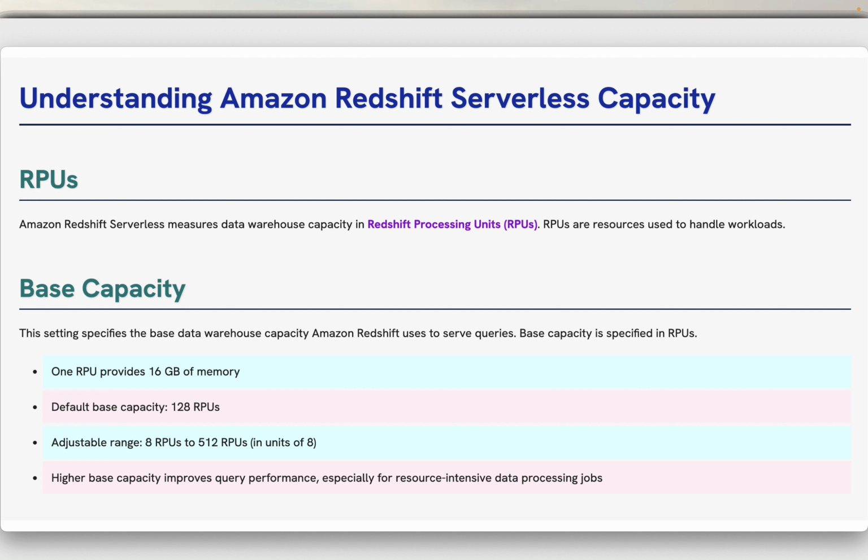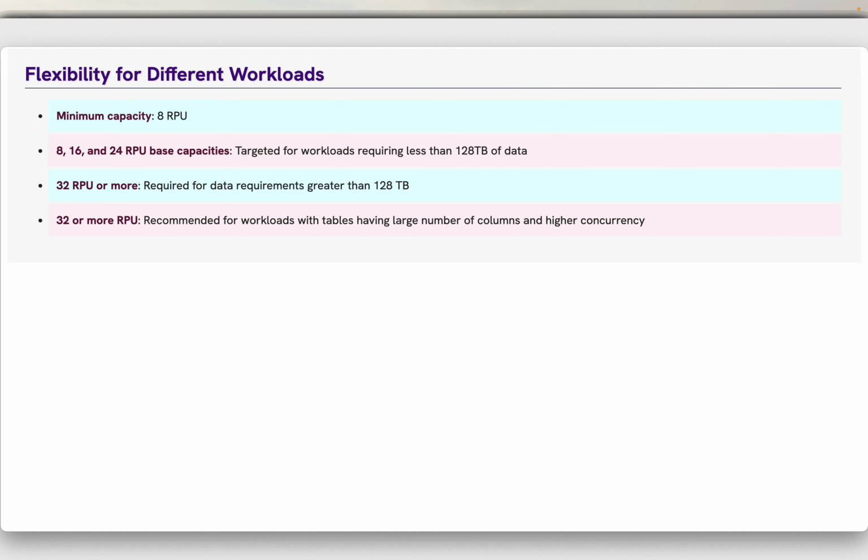Higher base capacity improves query performance, especially for resource intensive data processing jobs. So there is flexibility for different workloads. The minimum, as I talked about, is 8 RPUs, then increments of 8, and that goes up to 128 terabytes of data it can handle.